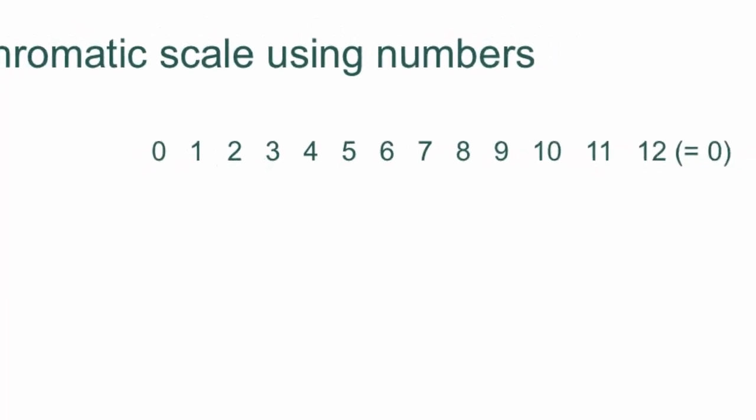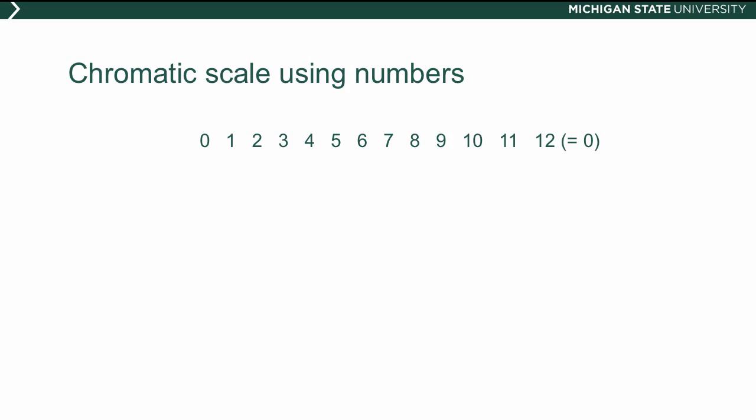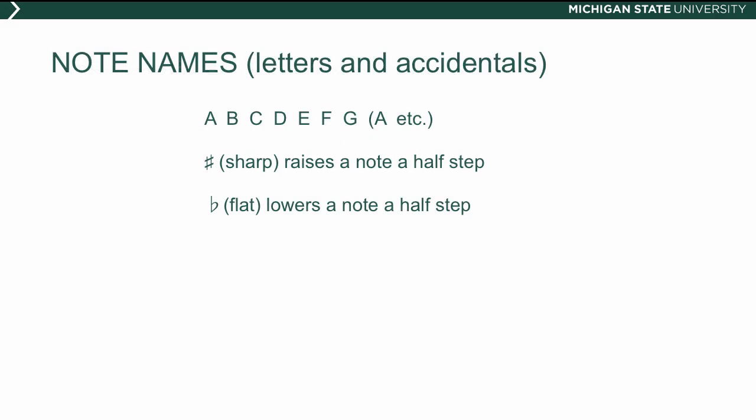We could refer to these 12 notes by number, either 1 through 12, or more common in the theory world, 0 through 11. 0, 1, 2, 3, 4, 5, 6, 7, 8, 9, 10, 11, 0. Starts over again. But mostly we use letter names with sharps and flats to label the 12 pitches. We call sharps and flats accidentals.